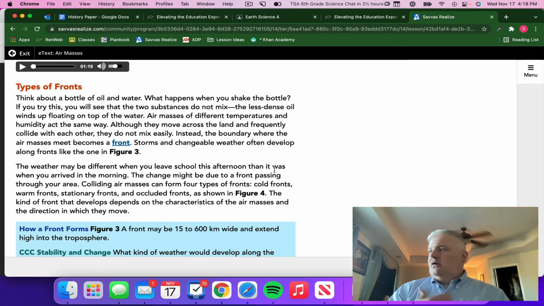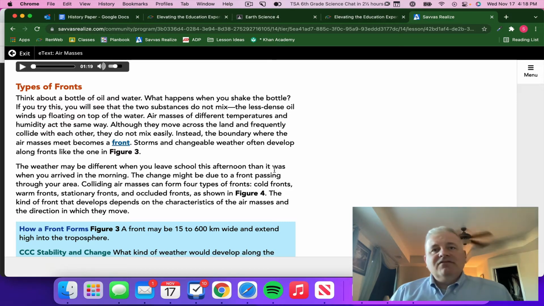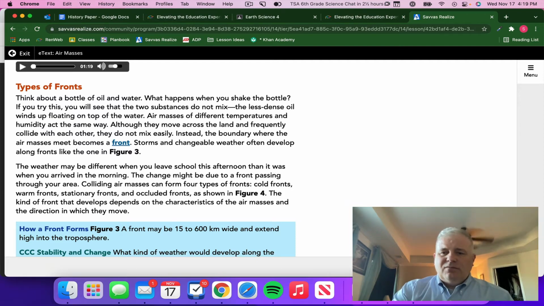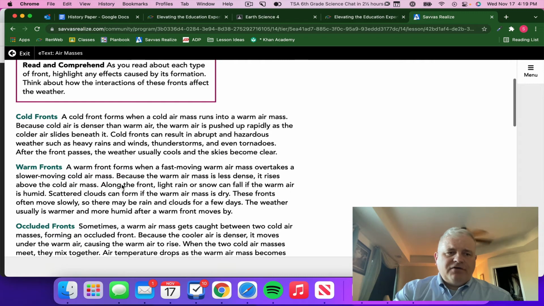Storms and weather changes typically are results of these air masses colliding. So, the ancient Greeks thought it was Zeus throwing lightning bolts, but it turns out it was air masses, because of their thermal energy, temperature, and humidity, bumping into each other. So we talked about in class the four types of fronts.